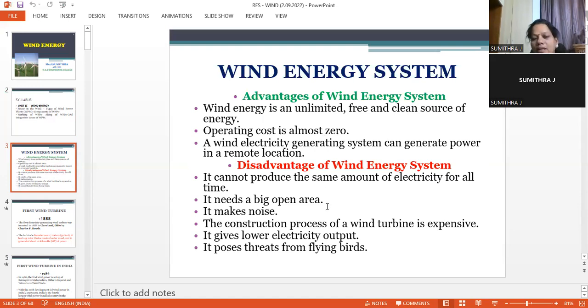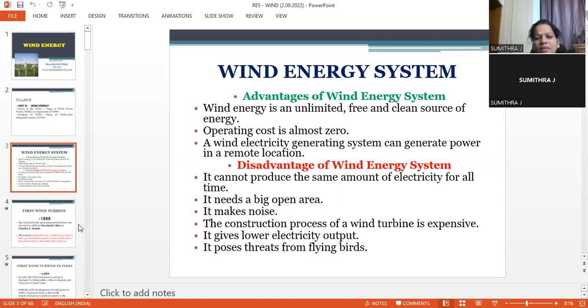Then coming to the drawbacks, it is an unpredictable form. That is, we can't say this much of energy can be produced for a period of time, right? You cannot produce the same amount of energy during all periods of time. For constructing such a power plant, we need a big open area, and it also results in a noisy environment. The construction process requires a wind turbine. The cost of the wind turbine is a little bit expensive, and it gives an electricity output which is considerably less when compared to other forms of renewable energy, and it also poses a threat to the flying birds around the power plant.